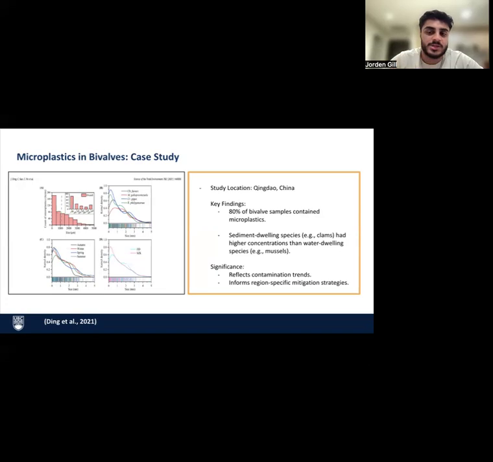And then this knowledge is invaluable for the development of region-specific mitigation strategies which would combat microplastic pollution. And this graph on the left here just depicts the utility of bivalves in tracking microplastic pollution trends over time.